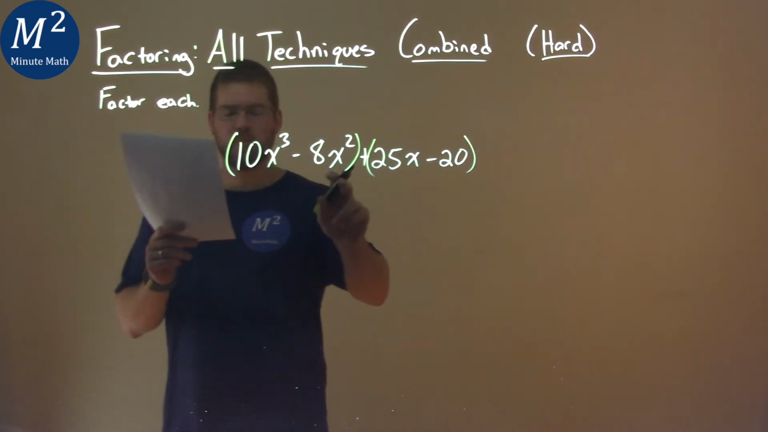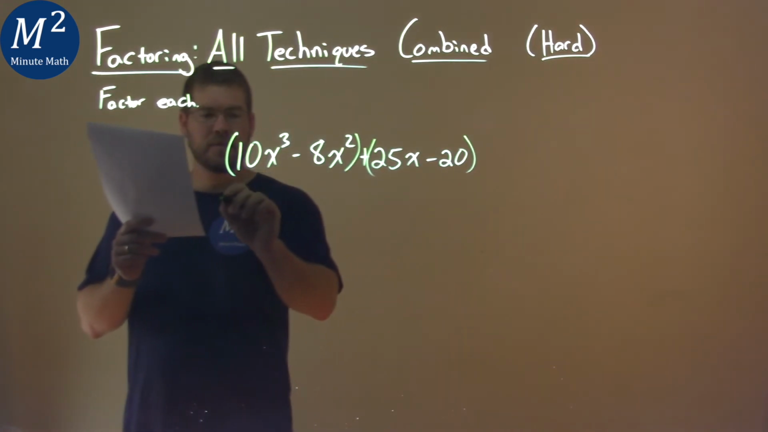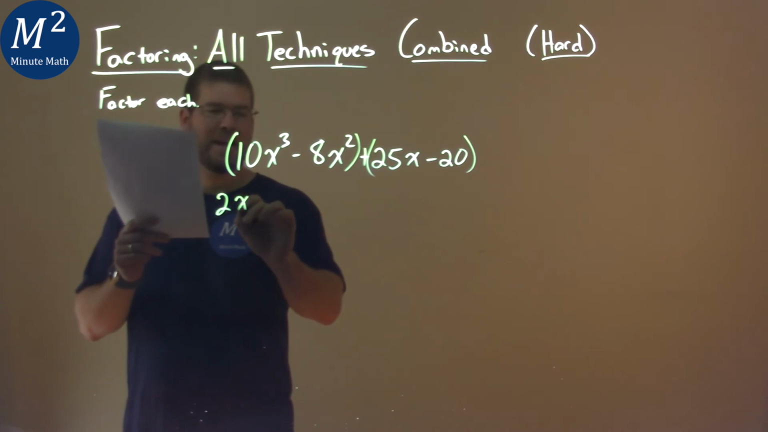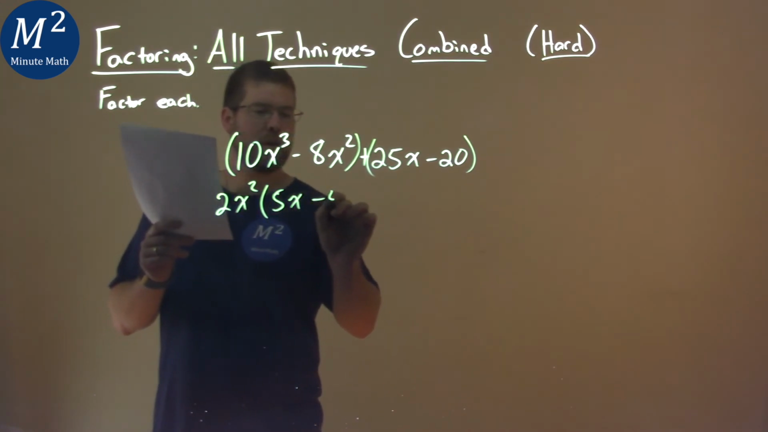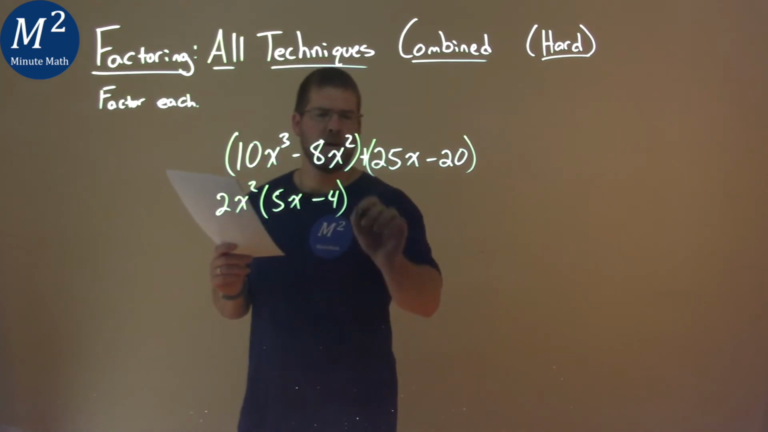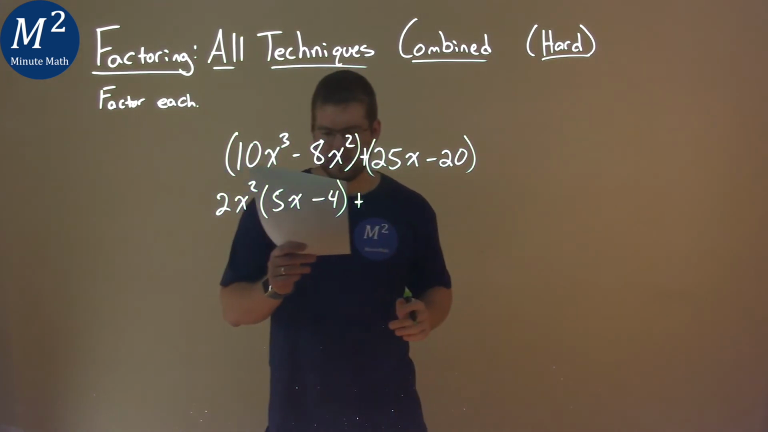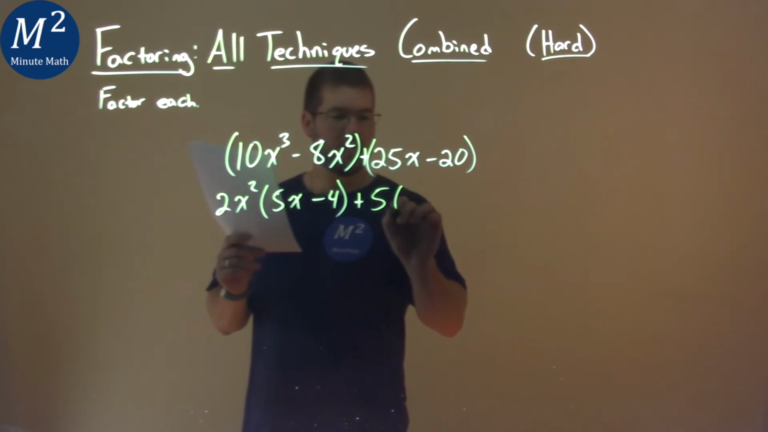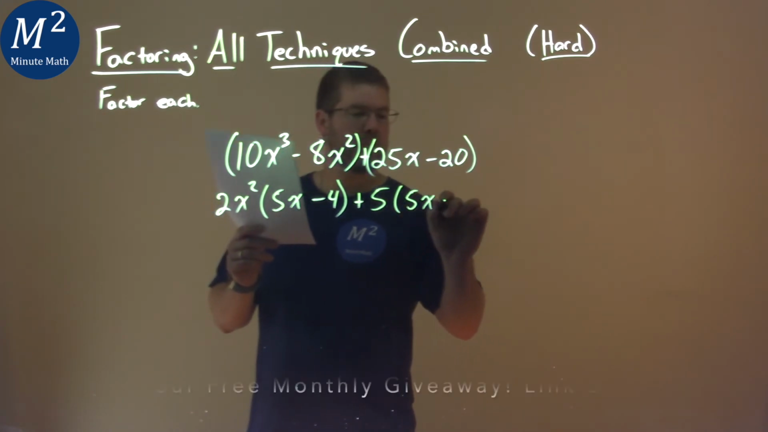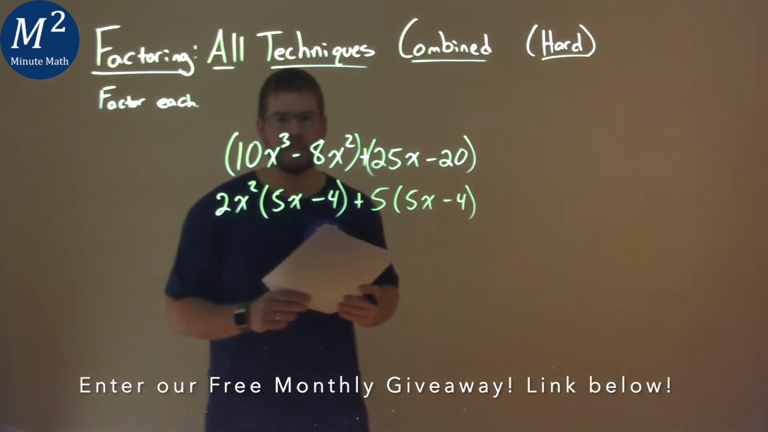First 2 terms, what can we pull out that's common? A 2 goes into both numbers as well as an x squared. Pull that out, and we have a 5x minus 4 here. Do the same thing with the second 2 numbers. Is there a common number in both of them? That's 5. Pull out a 5, and we have a 5x minus 4 left over.